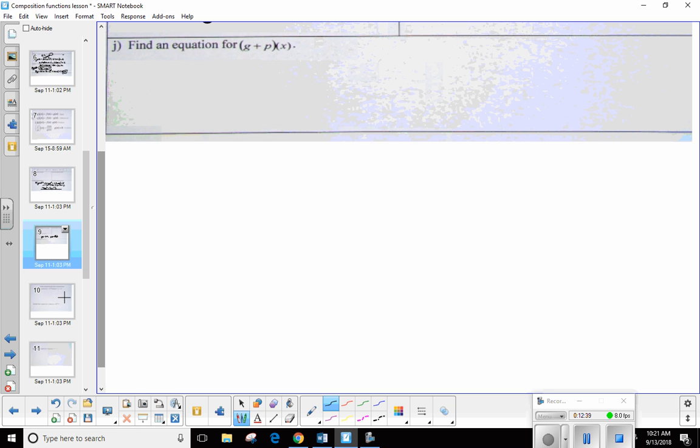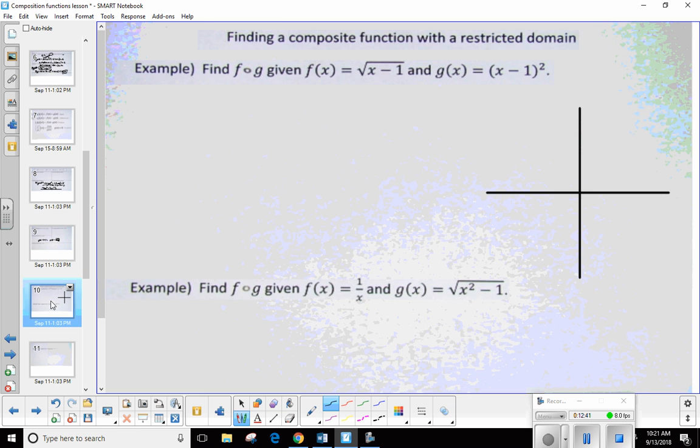Well, there's one last idea that I want to go ahead and show you, and we're going to continue to work on this throughout the year. But I want to show you one last composition talking about its domain. So there's that circle again. Find f composed with g. So find the composition given f of x equals the square root of x minus 1, and g of x is equal to x minus 1 squared.